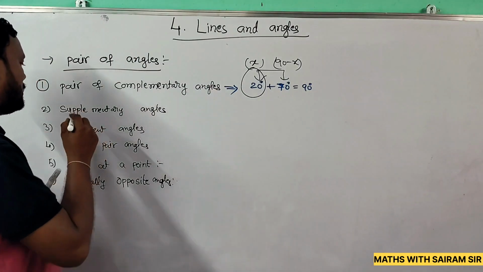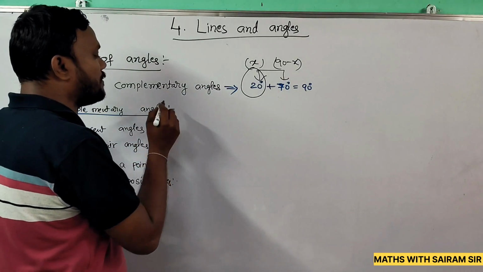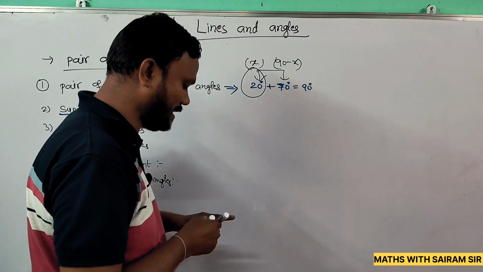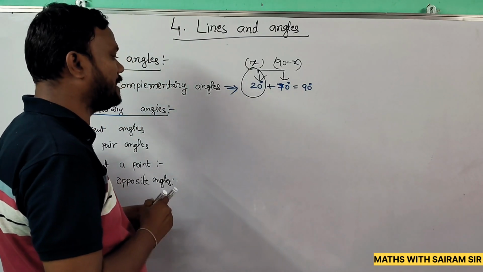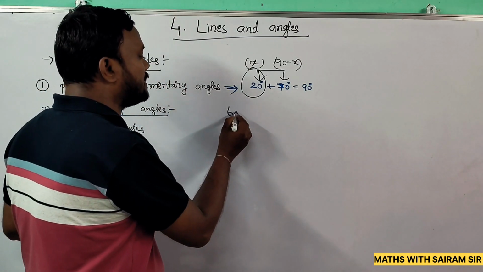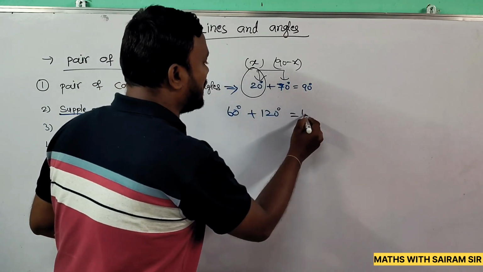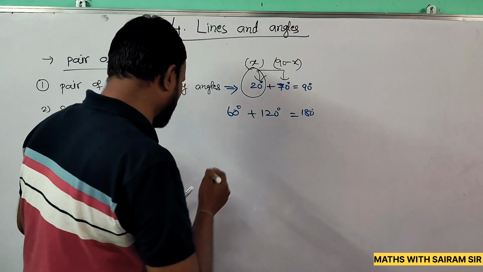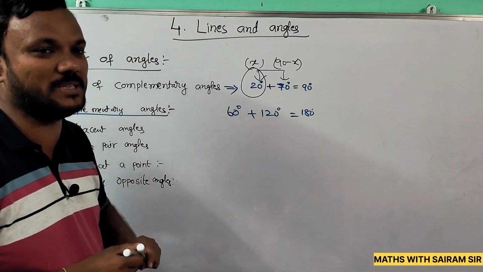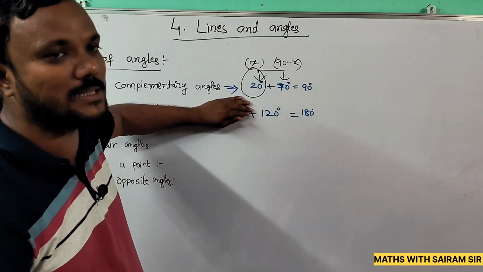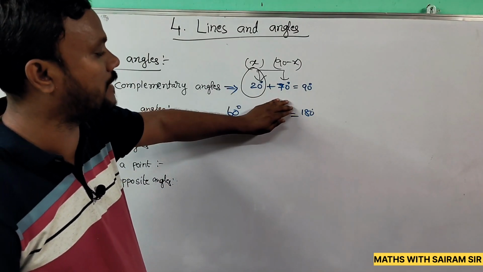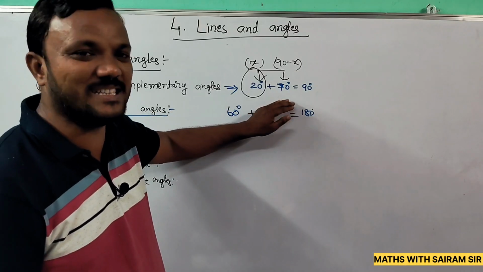Next concept is about supplementary angles. If the sum of two angles is 180 degrees, like 60 degrees and 120 degrees, adding them you get 180 degrees. So these two angles are known as supplementary angles to each other. That means the supplementary angle of 60 degrees is 120 degrees, and the supplementary angle of 120 degrees is 60 degrees.